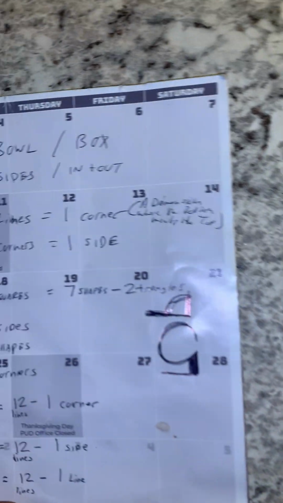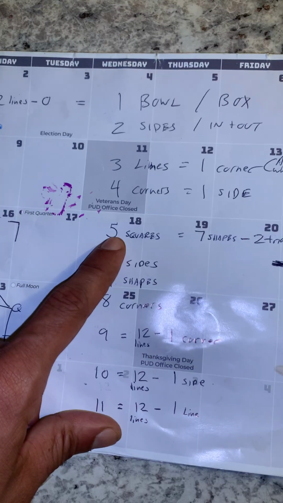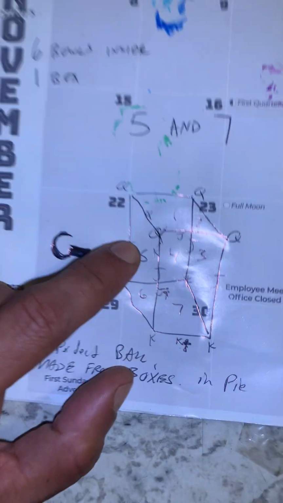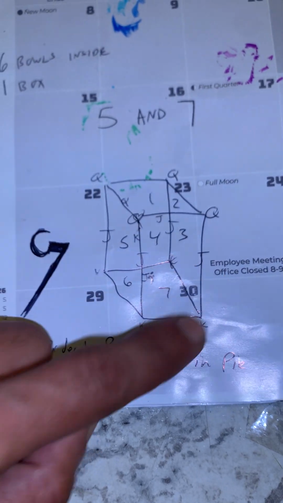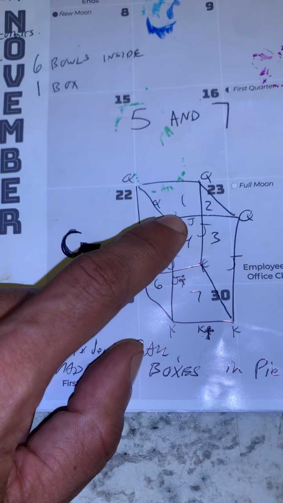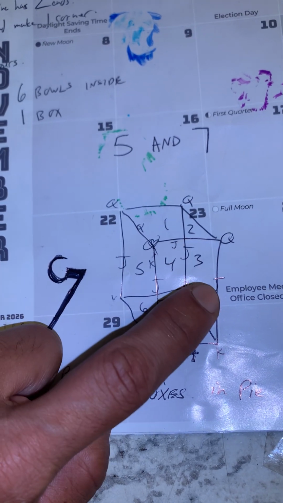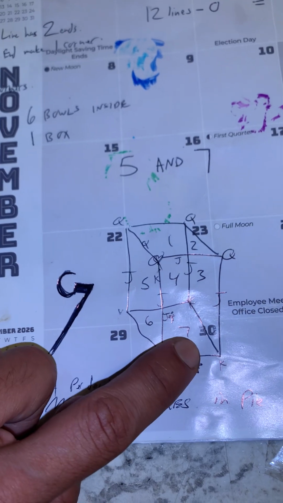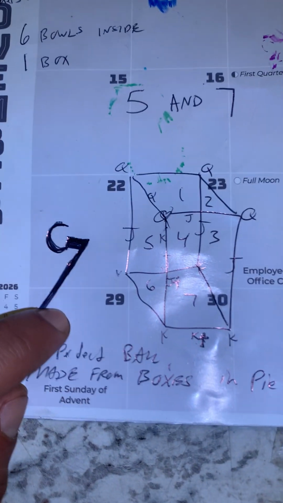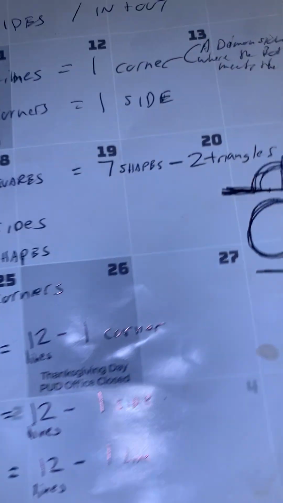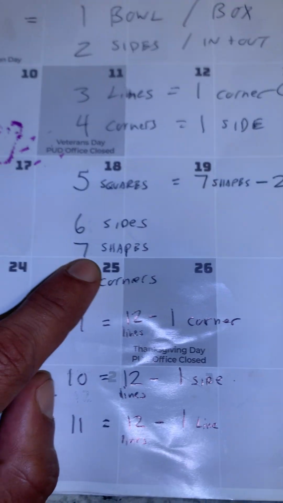So, okay, now let's go to 5. In order to get 5, you got to get 7. And so what is 7? 7 is right here. If you draw the box here, you can see that it forms 7 shapes: 1, 2, 3, 4, 5, 6, and 7. Those are the 7 shapes that I call 7 regions.